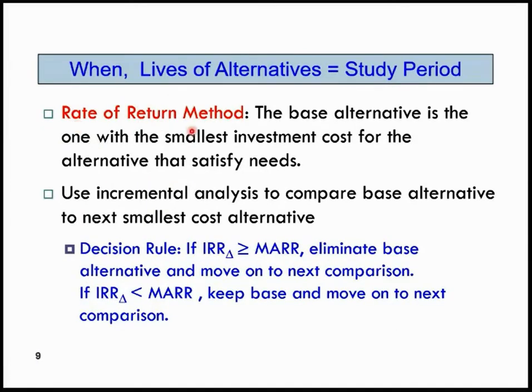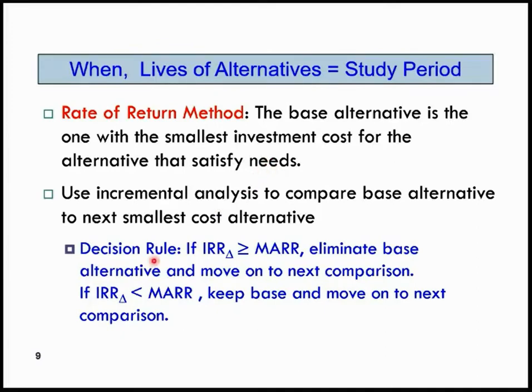If you want to use rate of return analysis for the case that the useful lives of the alternatives equal the study period, then you need to use incremental analysis. For this incremental analysis, we start by selecting a base alternative. The base alternative is the one with the smallest investment cost and satisfies the needs, which means that it provides a rate of return more than MAR. Okay, the base should be an acceptable project.